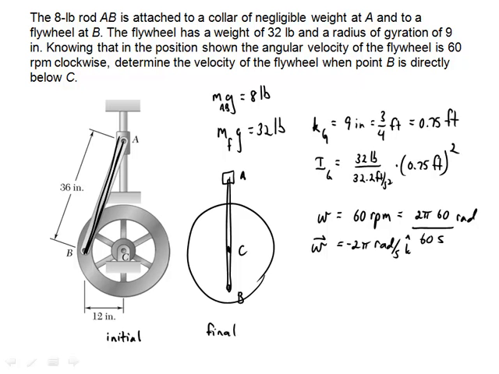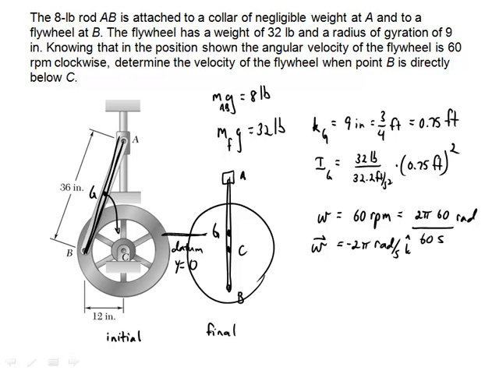And so really the main change is that the gravitational center of the flywheel will have gone down. So in this scenario, I'm going to put the datum for the flywheel. I'm going to put the datum for the bar right here. So there's my datum for the bar. So that's y is equal to 0.